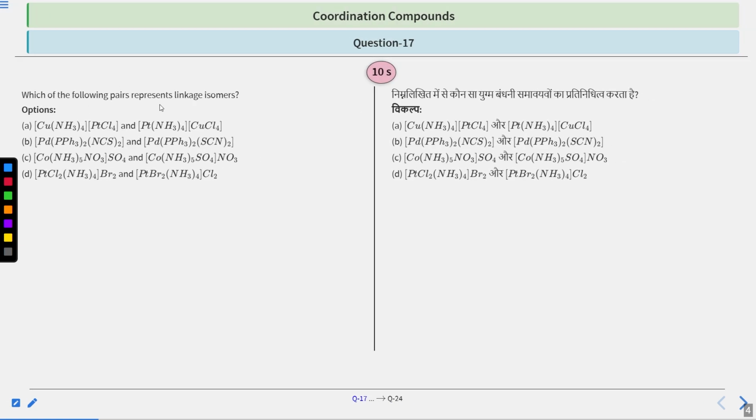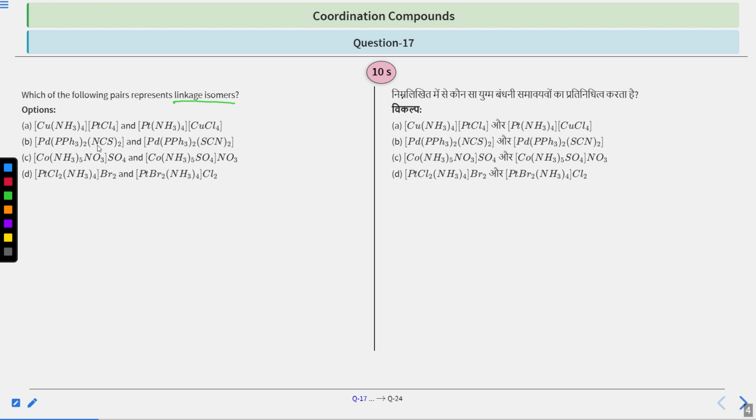Which of the following pairs represents linkage isomers? We have to tell, from the options given, which pair shows linkage isomerism, or which pair is connected by linkage isomerism. Options are [Cu(NH3)4][PtCl4] and [Pt(NH3)4][CuCl4].